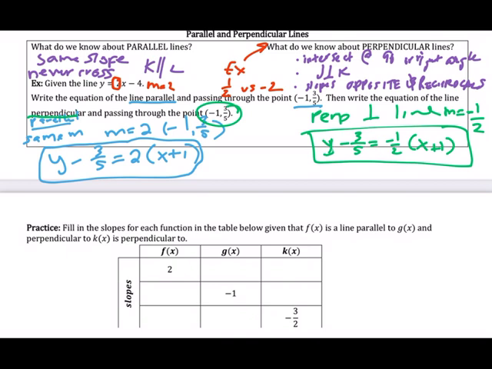We're going to do this little practice on the bottom to make sure we understand the relationships with the slope, which is really the most important part since we already talked about writing the equation of a line. The directions here say fill in the slopes for each function in the table below, given that f of x is parallel to g of x, so these two are parallel, and perpendicular to k of x. So I encourage you, if you're feeling confident, go ahead and pause the video and see if you can work through this on your own.